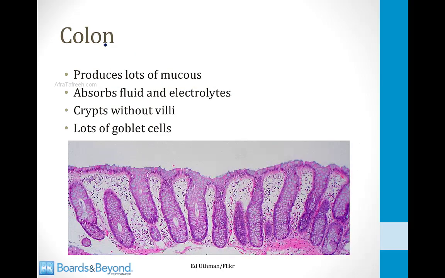Let's move on to the colon. The colon produces lots of mucus. It also absorbs fluid and electrolytes. And on histology, the hallmark of the mucosa of the colon is to see crypts without villi.